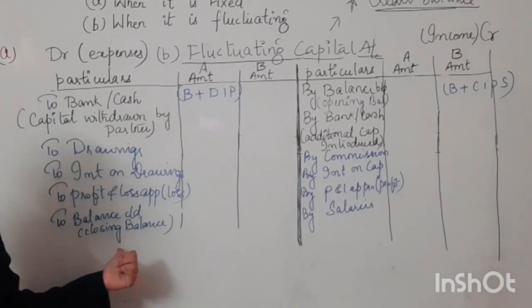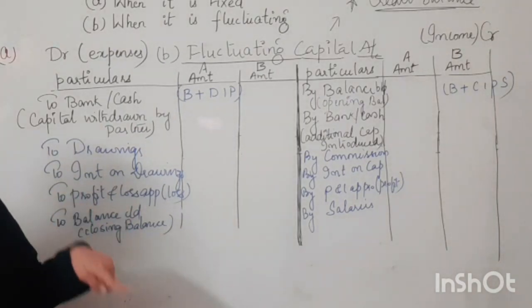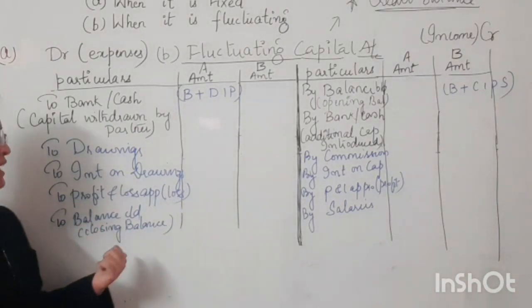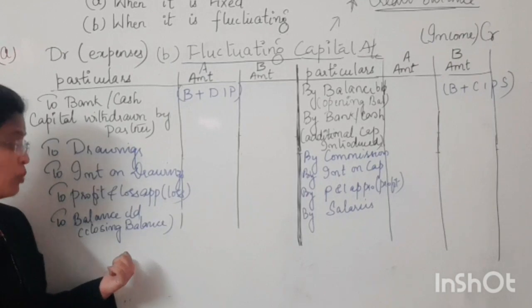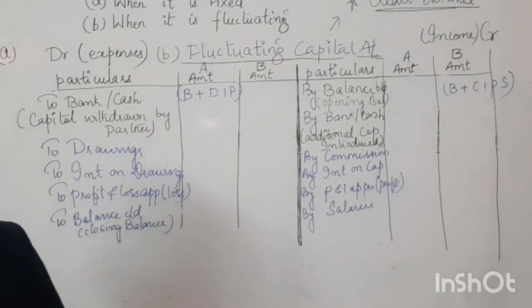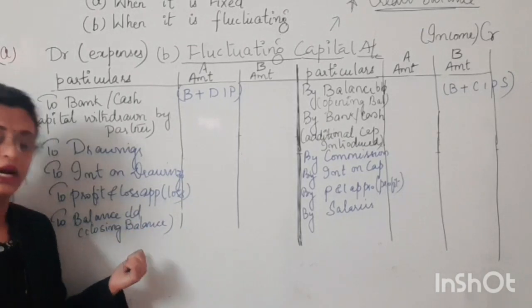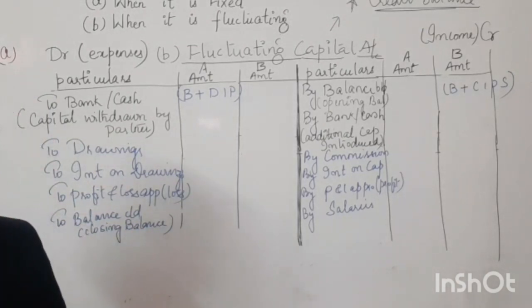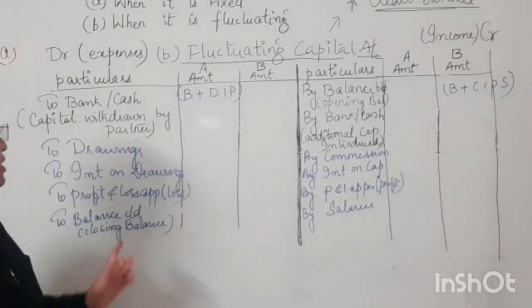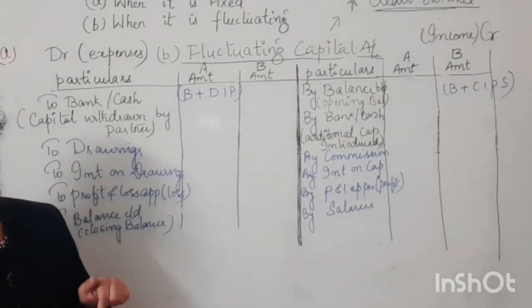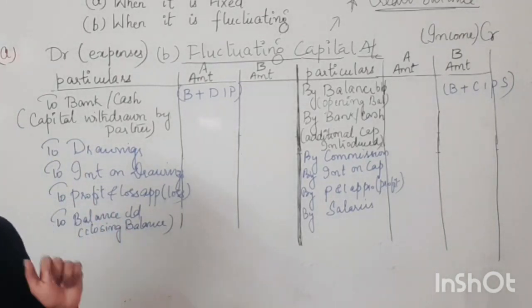And this closing balance, or the balance carried down, of either a current account or the fluctuating partners capital account is the one which will be transferred finally to the balance sheet. Okay, this balance carried down, whether you are making a current account or a fluctuating partners capital account, is the one which will be transferred to where? It will be transferred to the balance sheet.